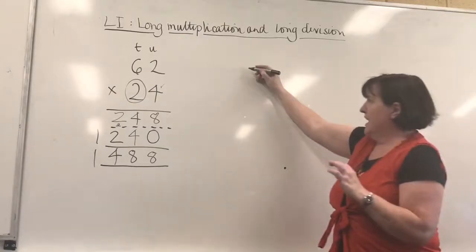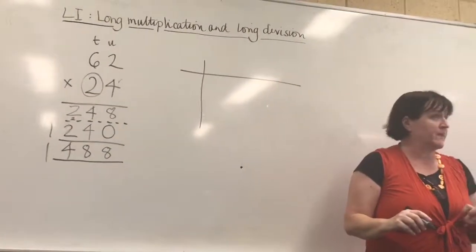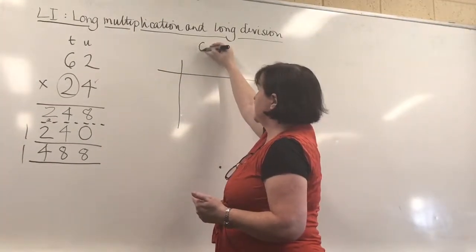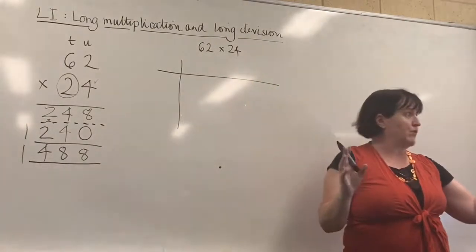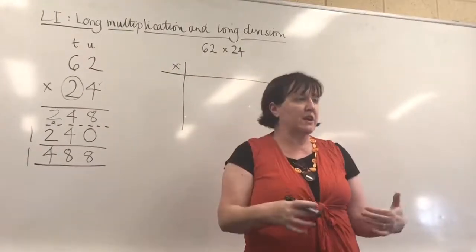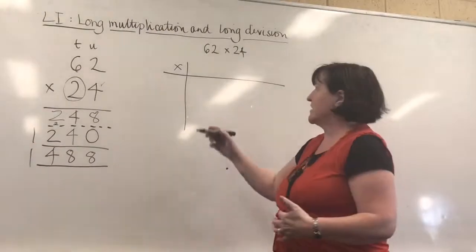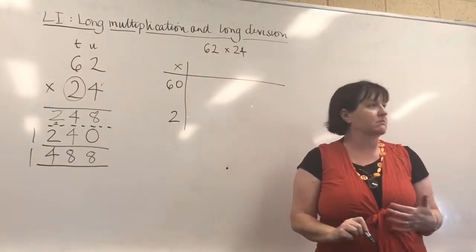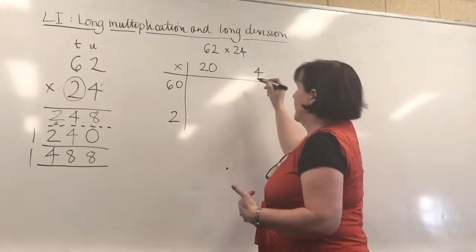Now, the other way that you can do this is by a grid method, and you can partition the numbers. So, for instance, we've got 62 times 24. We'll use the same numbers just so that we can prove that both methods work. So what you do is you partition the numbers, which is what we were learning last lesson, into their constituent parts. So 62 is 60 and 2. Okay, 24 is 20 and 4.